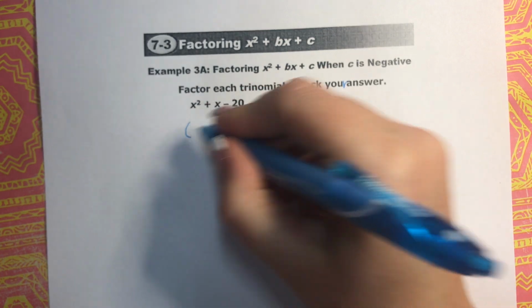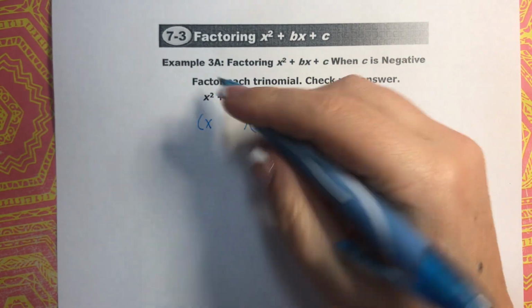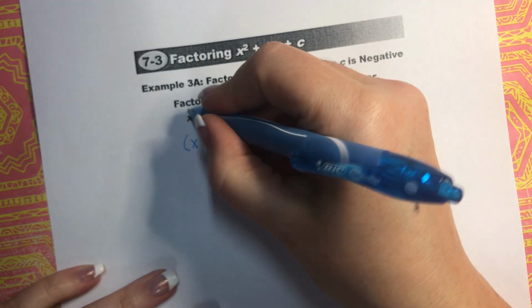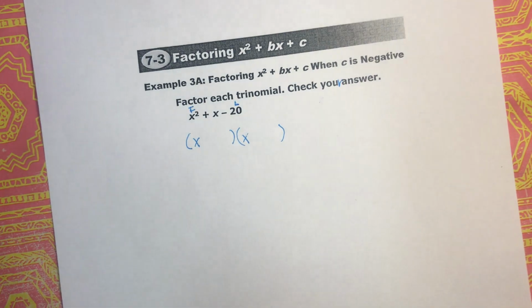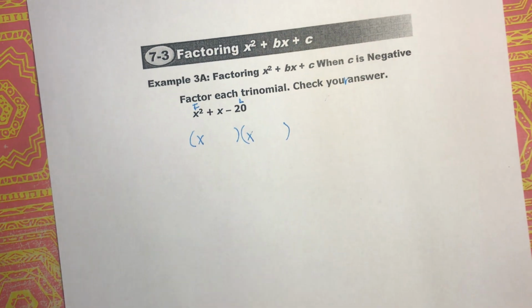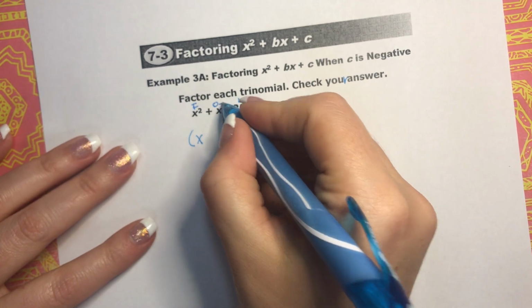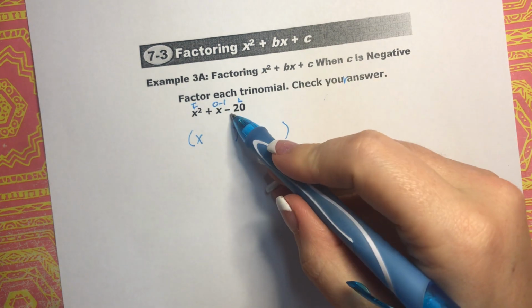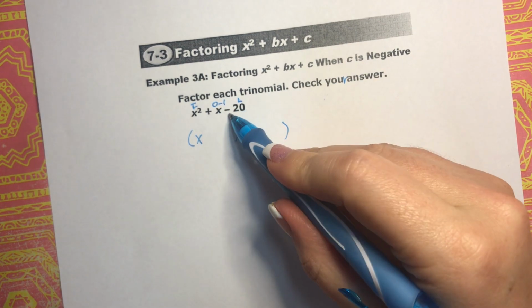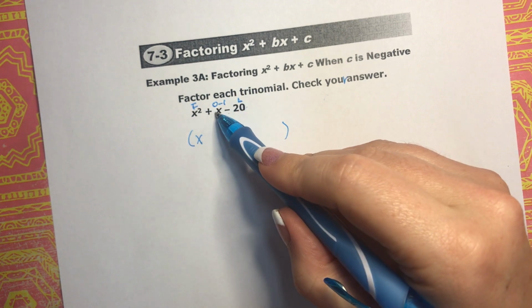So I'm going to get my voot-voots going, voot-voot. And we have x and x, that's our first, right? So this is our first, this is our last. And then this number is the difference between the outside and the inside, okay? So we want to look at the last, and we're going to find the difference of the factors of 20, and the difference needs to be 1.